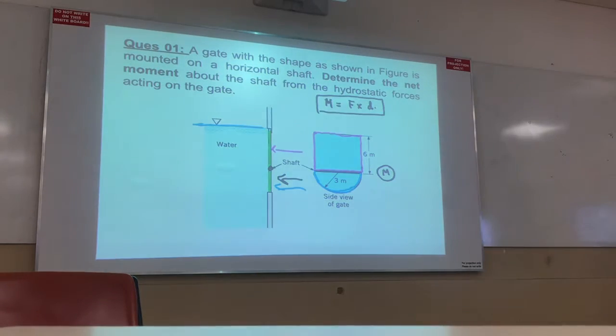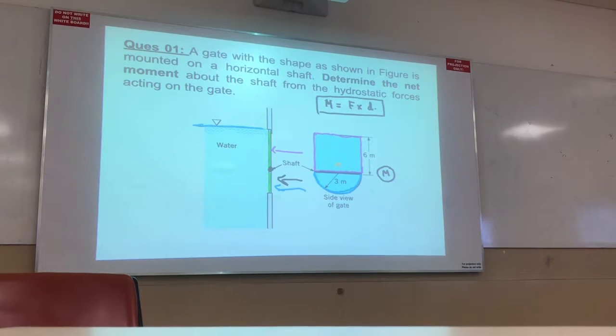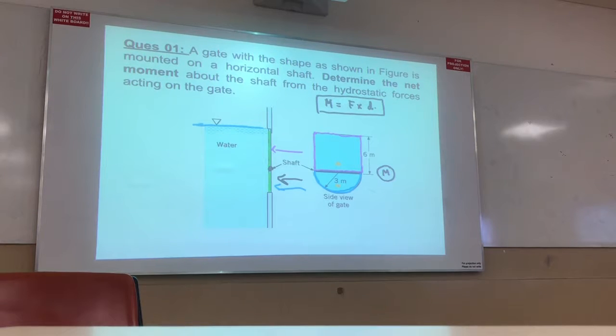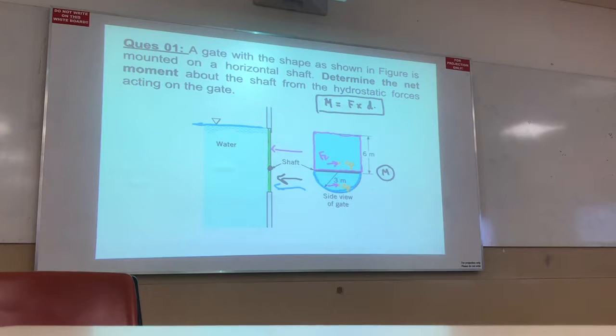Correct. So I need to locate the position of the center of pressure for the rectangular shape and the semicircular shape. I do not know the distance at the moment, but this indicates the center of pressure for the rectangular object, and this is the center of pressure for the semicircular object. So there are two forces, one here and another here. This is Fr for the rectangular shape, and this one is Fr for the semicircular shape.